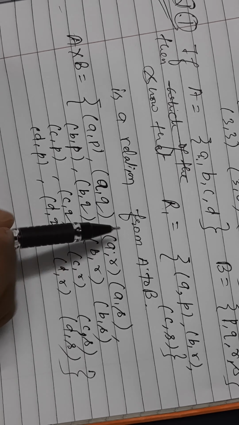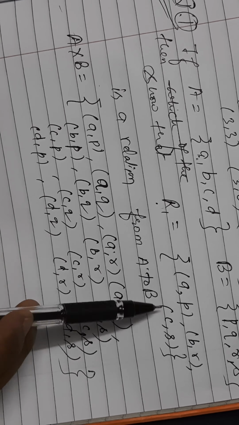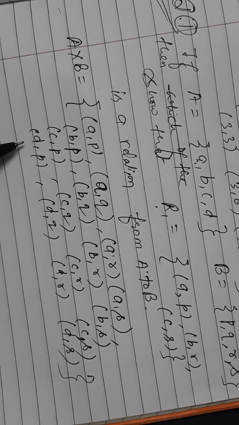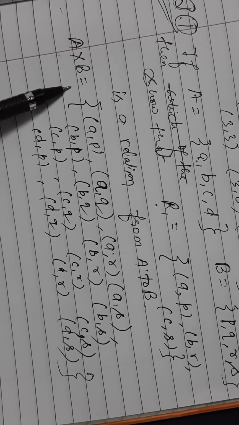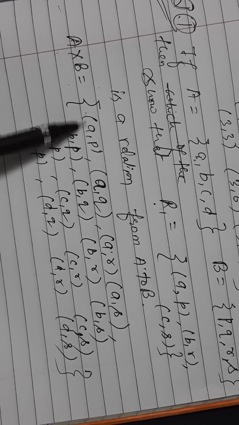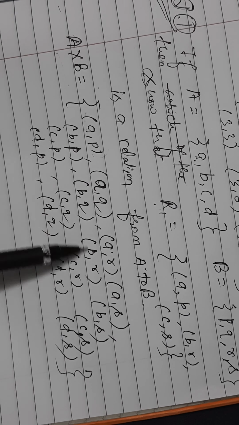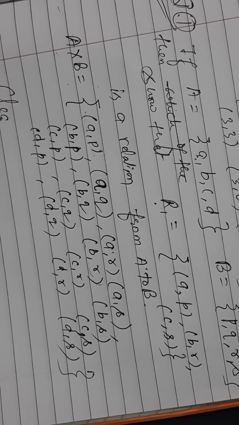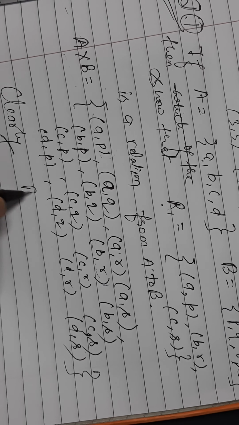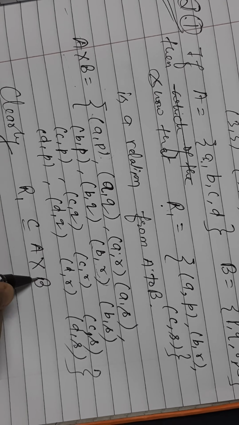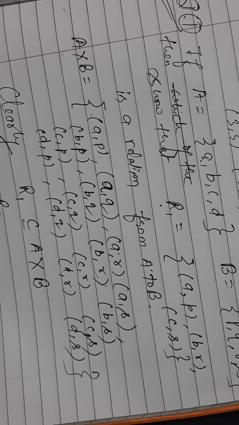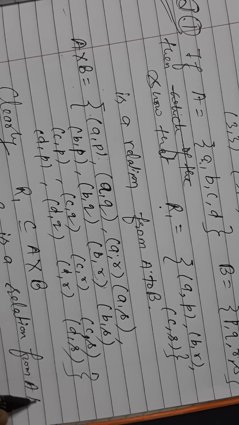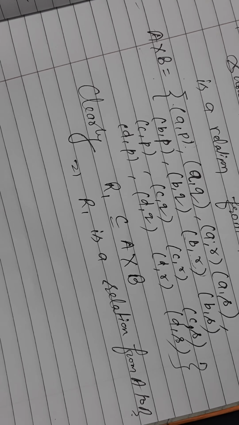Now we have to show that R1 is a relation from A to B. So check whether all the elements of set R1 lie in the set A cross B or not. (a, p), yes. (b, r), (c, s), yes. Okay, so we'll write clearly: R1 is a subset of A cross B. It means R1 is a relation from A to B. Okay, simple.